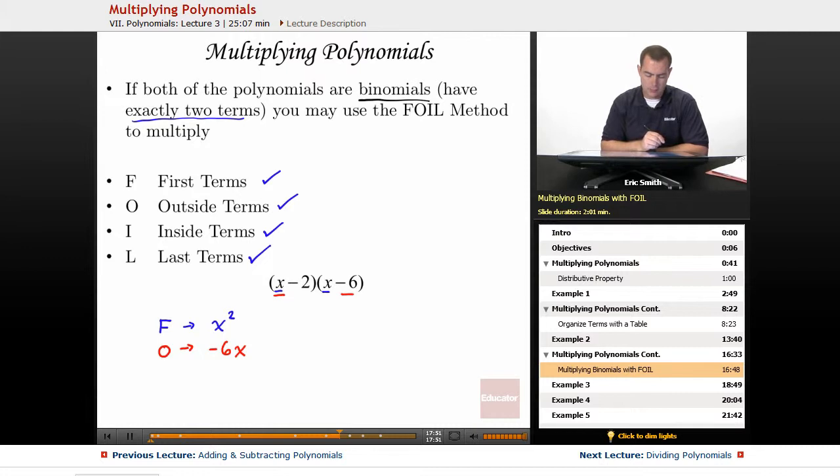All right, continuing on. We're on our inside terms, so the negative 2 and the x. They need to multiply together. Negative 2x. And then our last terms, negative 2 and negative 6.